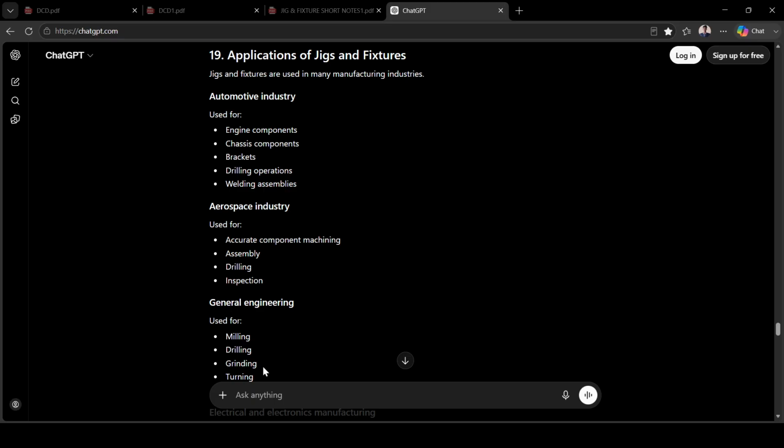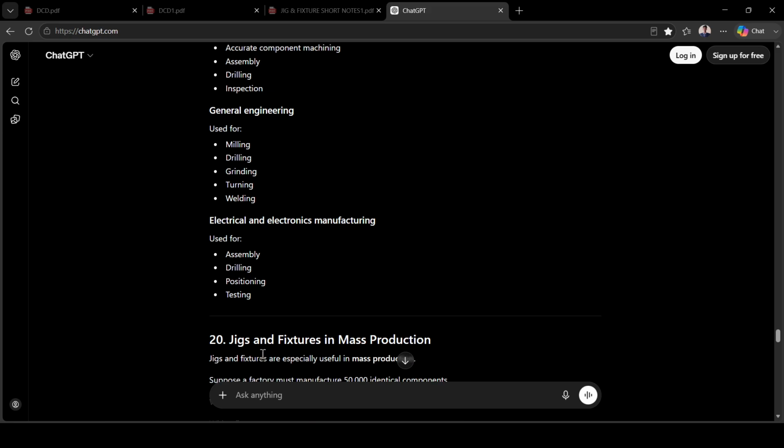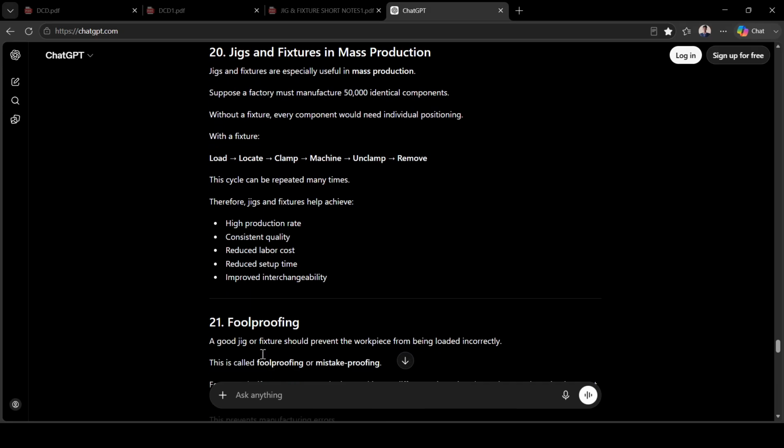Applications of jigs and fixtures. Jigs and fixtures are used in the manufacturing industry. The automotive industry uses them for engine components, chassis components, brackets, drilling operations, welding and assembly. The aerospace industry uses them for accurate component machining, assembly, drilling and inspection. General engineering uses them for milling, drilling, grinding, turning and welding. Electrical and electronics manufacturing uses them for assembly, drilling, positioning and testing.